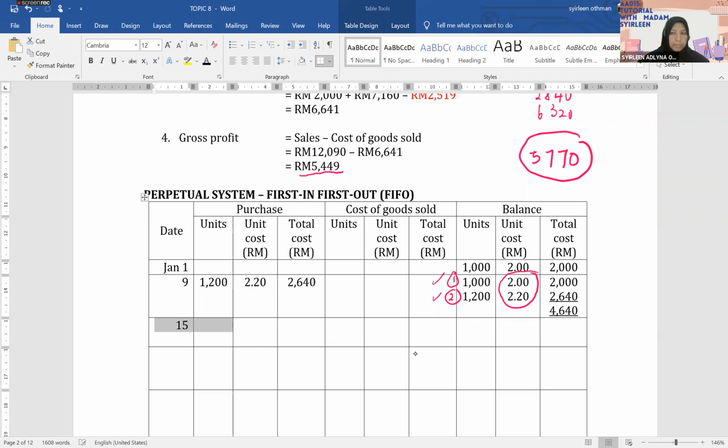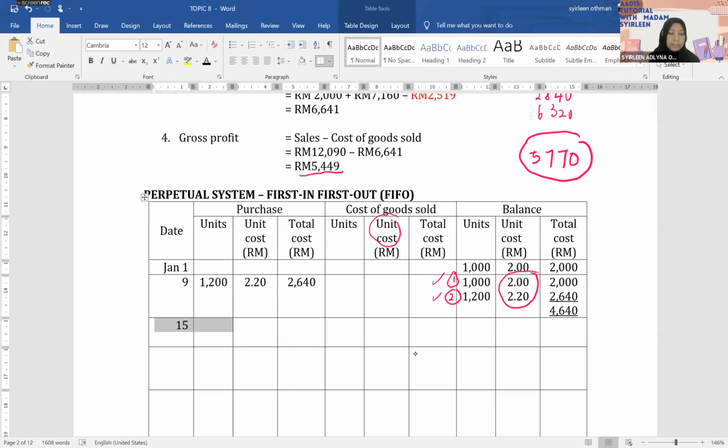You jangan ambil harga jualan sebab you kena faham dekat sini yang ni ialah unit cost untuk inventory, bukan selling price. So you jangan ambil harga RM4 yang you jumpa dalam soalan tu. That is wrong. That is only for you to calculate the sales.